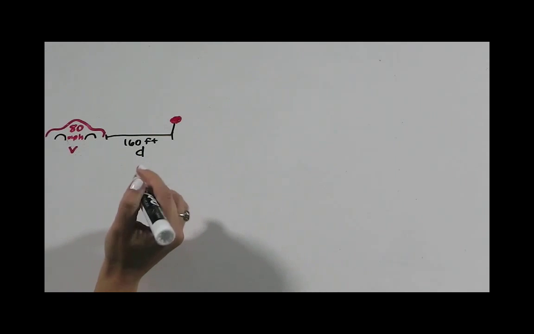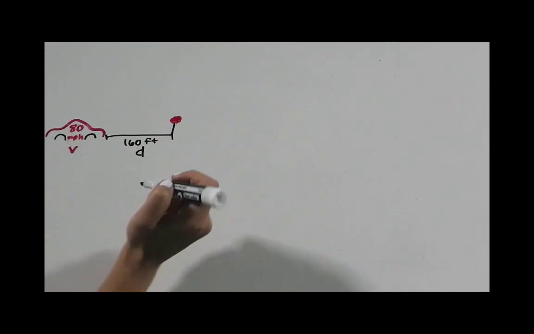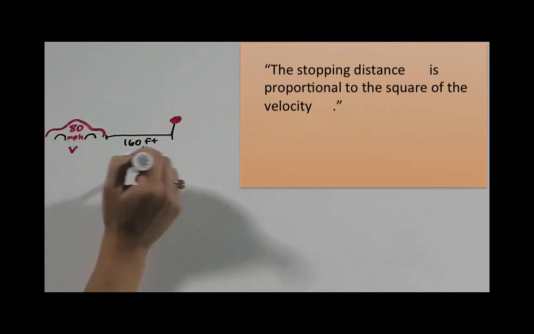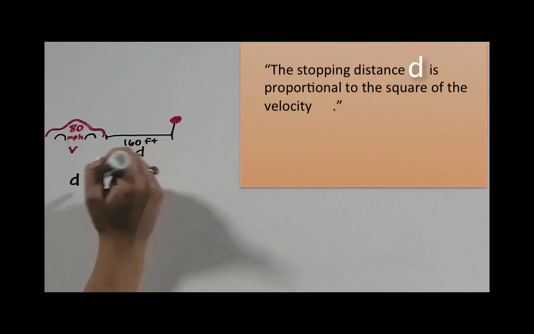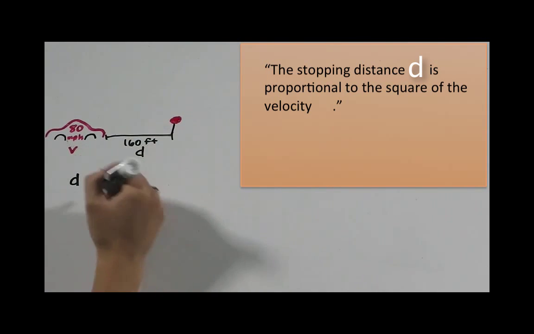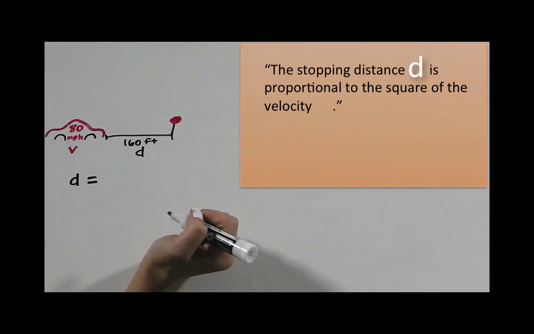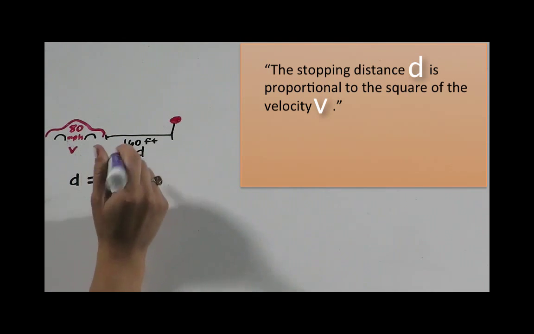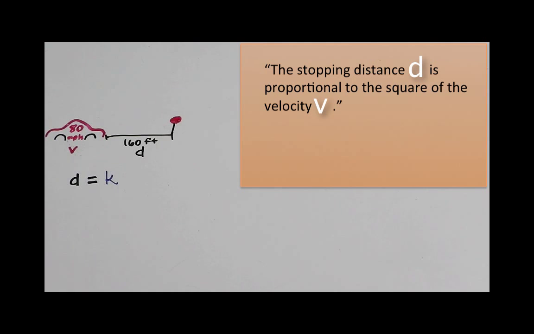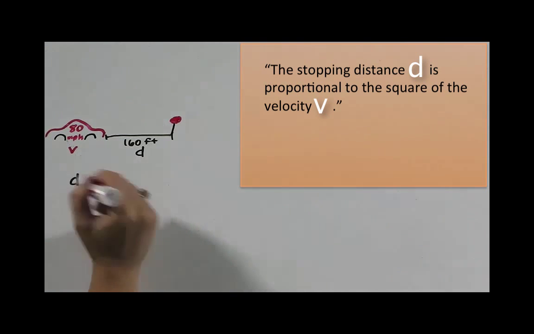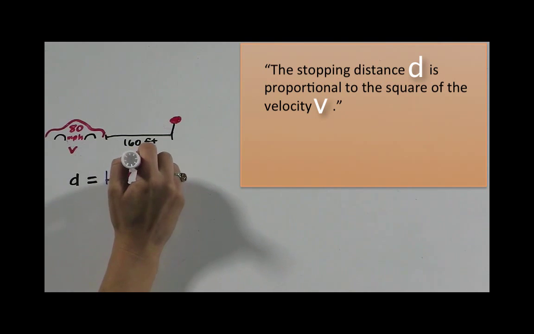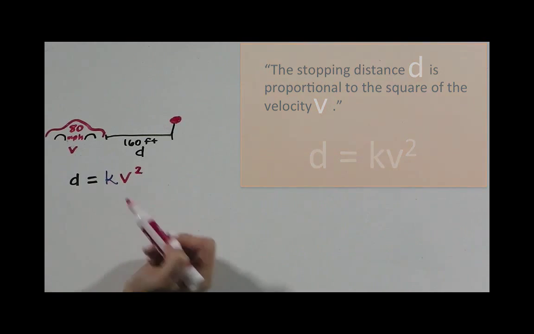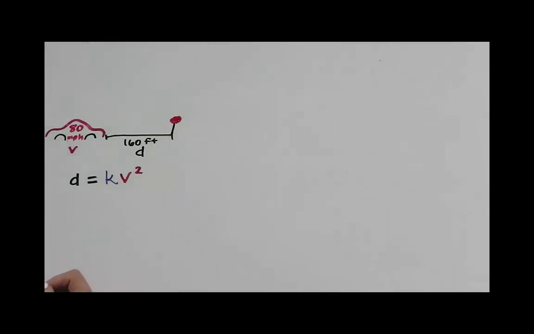Well, their description of the relationship between distance and velocity is a little bit of a mouthful, so let's take that down piece by piece. The stopping distance, d, is proportional. That means it's equal to something related to the square of the velocity. We're going to let this k be a constant that represents the proportion between distance and the square of the velocity. That's what they're really saying when they say that stopping distance is proportional to the square of the velocity.